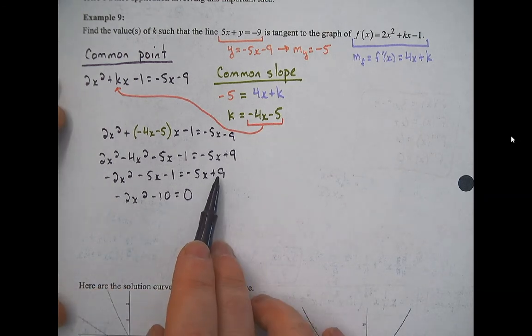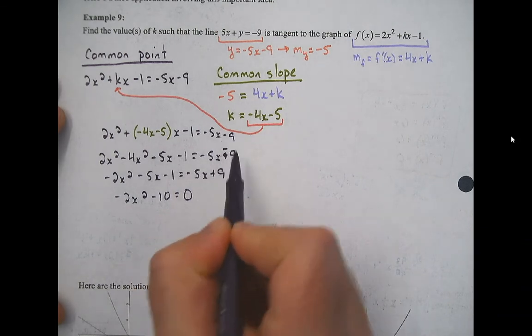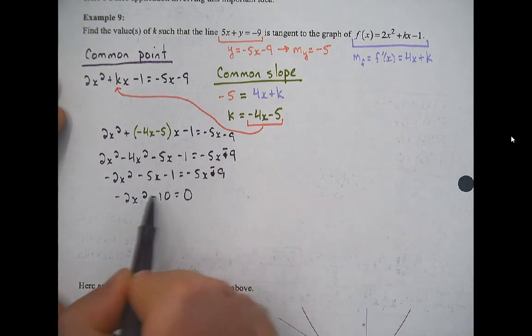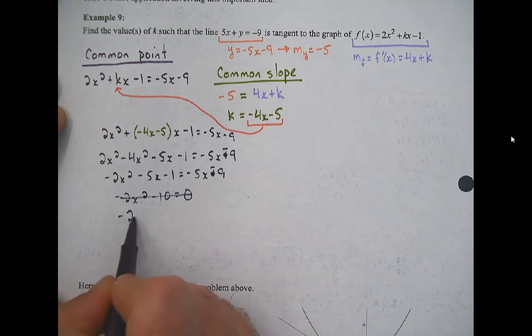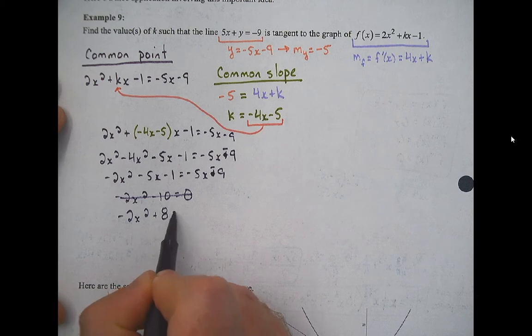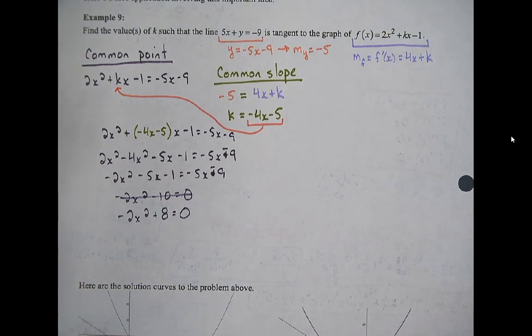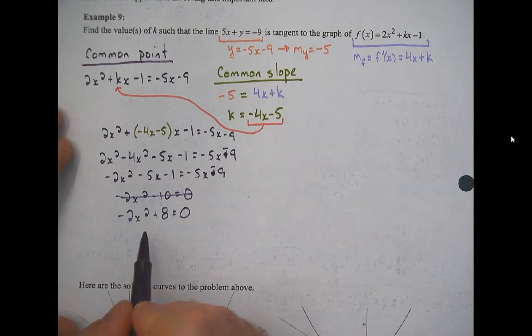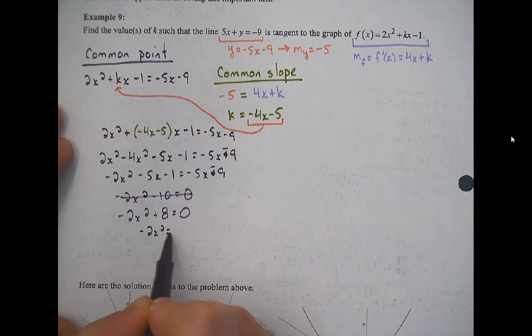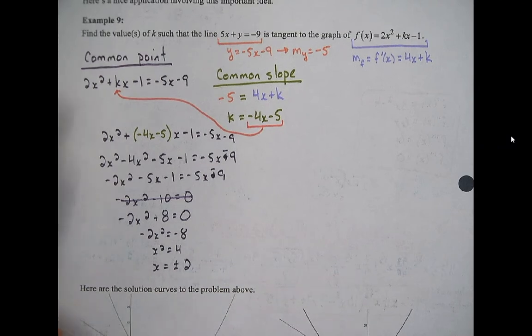Try again. What am I doing wrong? Somehow this negative became a positive. Sorry, that's a negative, which means -2x squared. When I move that over, that becomes a positive 8, which equals 0. Okay, then from here you can either factor or solve, however you like. I'm going to just solve. So I would get -2x squared equals -8. X squared equals 4, which means x equals plus or minus 2.